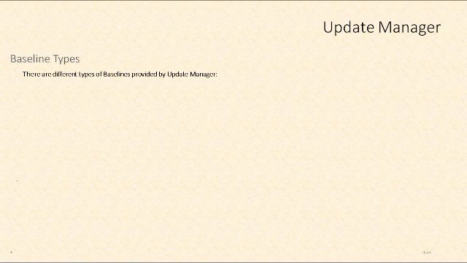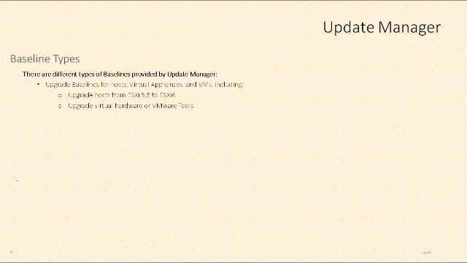Before we get to that, let's talk about the different types of baselines that exist in Update Manager. We've got upgrade baselines. If you want to update VMware Tools, if you want to upgrade the virtual hardware of your virtual machines, if you want to upgrade hosts to a new version of ESXi, you can perform all of these upgrades using Update Manager. Now, you can't upgrade vCenter. That's one upgrade that cannot be performed with Update Manager.